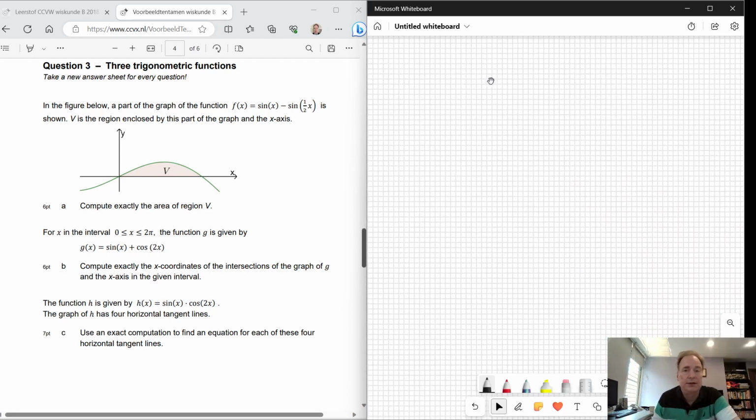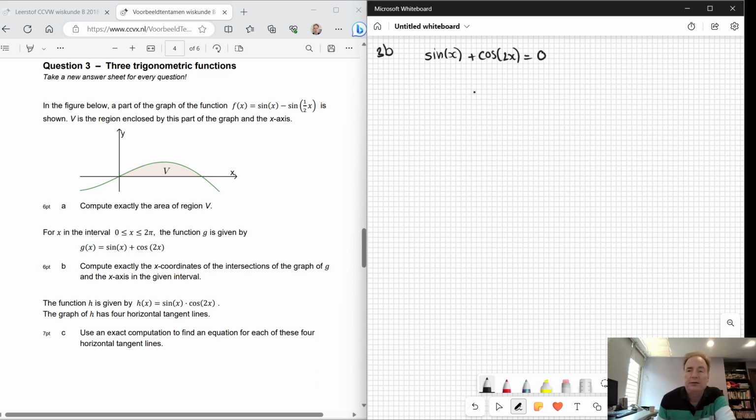All right, next question, 3b. We have this interval and a function g given here. What are the x-coordinates of the intersection of g and the x-axis in a given interval? So the x-axis is y equals 0. So we need to find for which x in that interval the sine of x plus the cosine of 2x is 0.